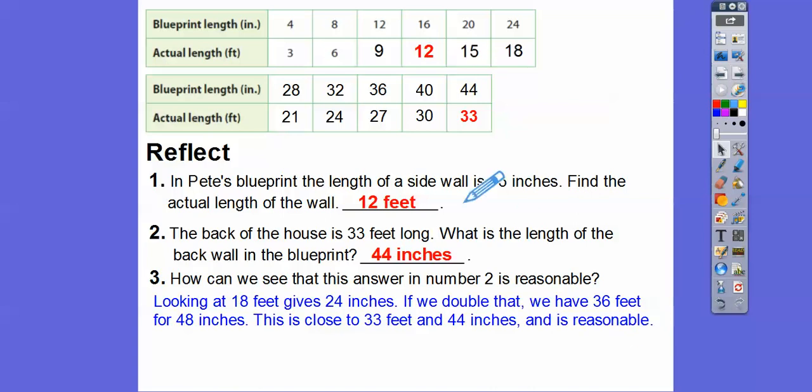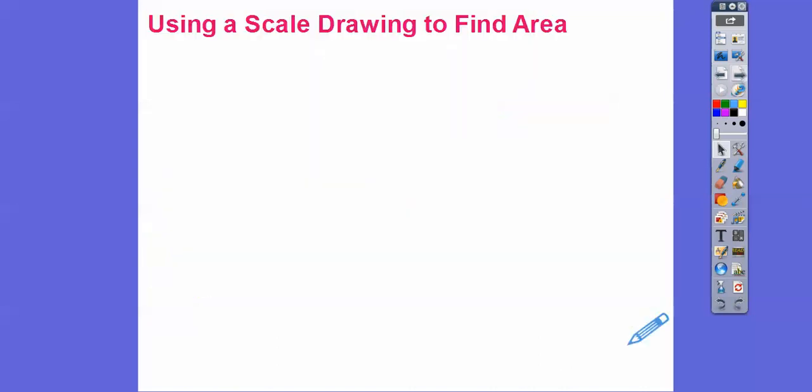They said at 18 feet, we got 24 inches right there. So if we doubled this, that's going to give us 36 feet, and that's going to give us 48 inches. And so 36 is a little bit more than 33 feet, and 48 is a little bit more than 44 inches. So that seems reasonable, I guess, you guys. So I think it's better just to do divide by 3, divide by 4.